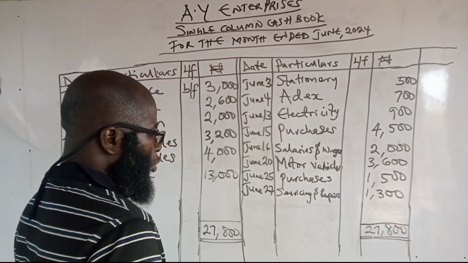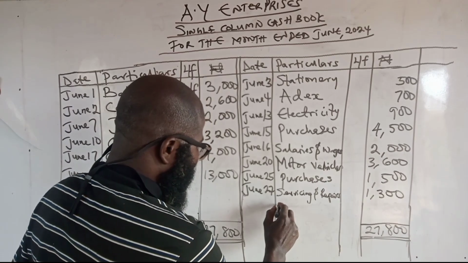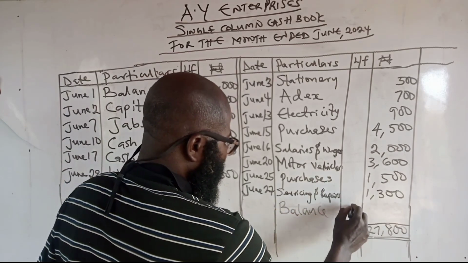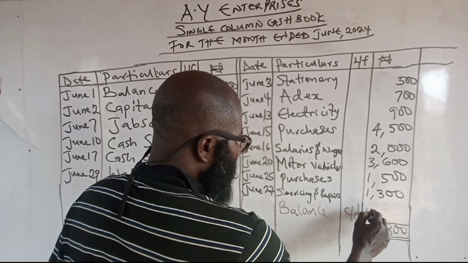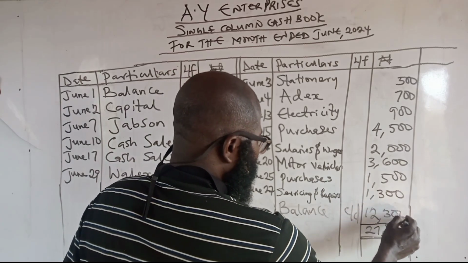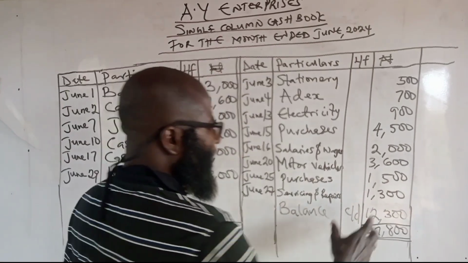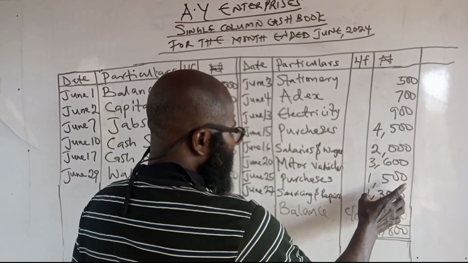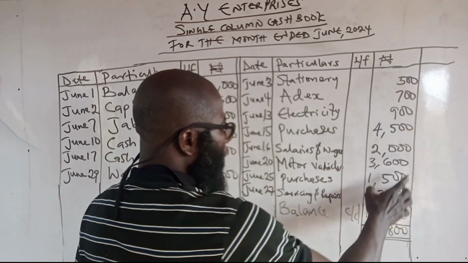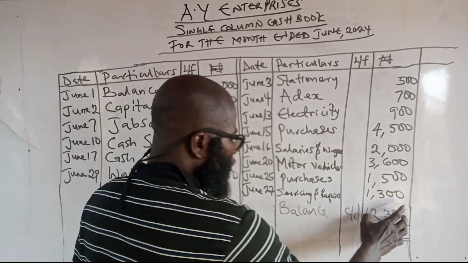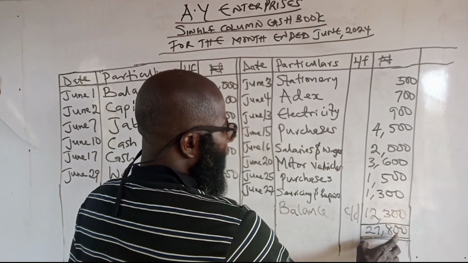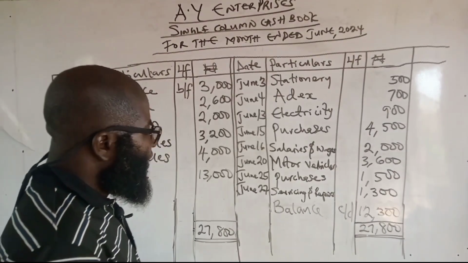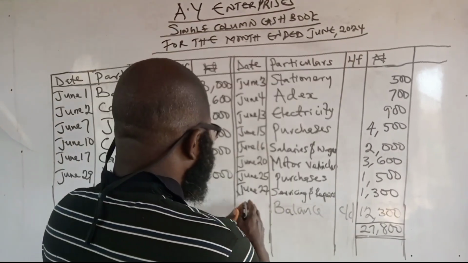Therefore, all you are going to do, you come to this area, then you write balance carry down 12,300 naira. By the time you had 15,500 naira you got by calculating all the figures on the credit side together, with this 12,300, you are going to have 27,800 naira. The next thing is to come to the date column.